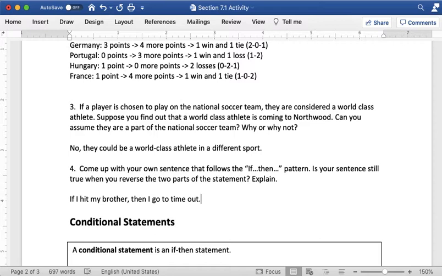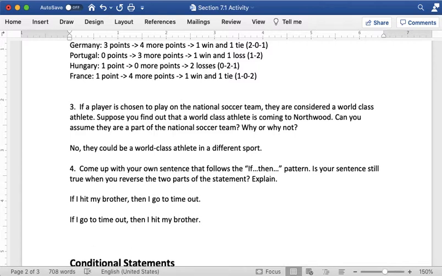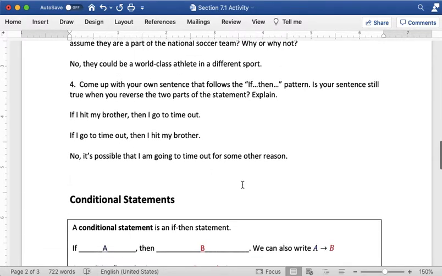That's one if-then statement. And then if I flip it around or reverse the 2 parts, if I go to time out, then I hit my brother. So in this case, that's not necessarily true because it's possible that you're going to time out for a different reason. That I'm going to time out for some other reason. Maybe you did something else that was bad and you got a time out for that. So that's one where it is not true when you reverse it.